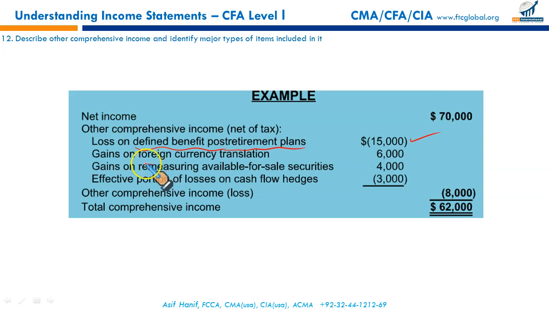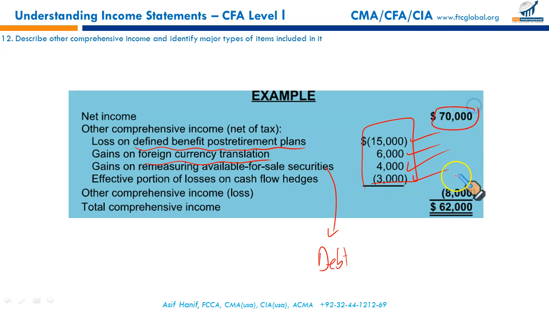Any gain and loss on foreign currency translation is reported here. Any gain on remeasuring available for sale debt securities. Please mind the word gain on remeasuring available for sale debt securities. It is reported here in OCI. And finally, any effective portion, gains and losses on cash flow hedges. These 4 specific transactions are reported in OCI, and it is added to the net income results to give you the total comprehensive income for the period.